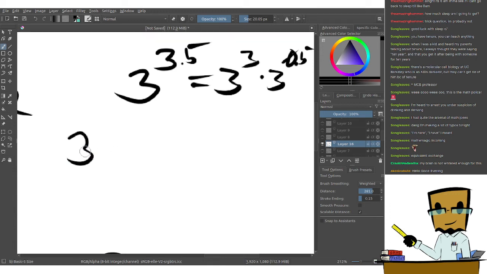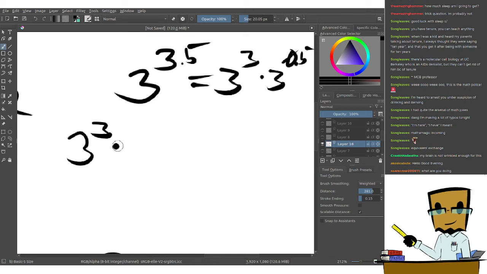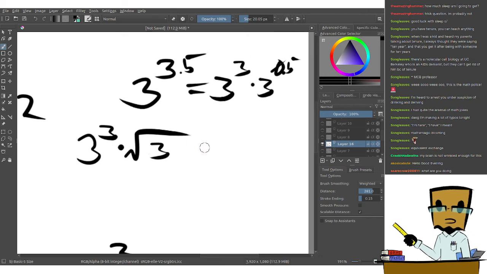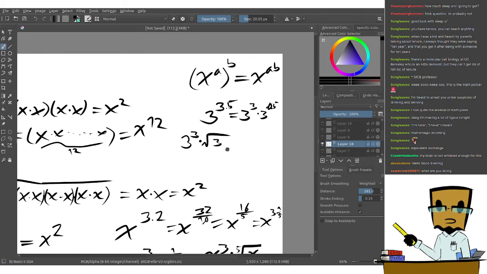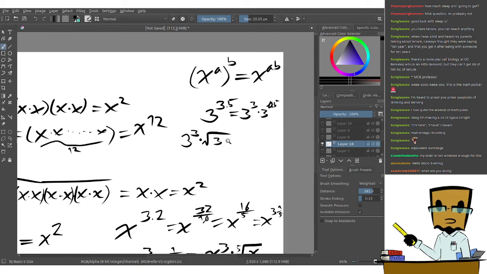So, 3 to the power of 3 times the square root of 3. I'm taking the square root of 3, goddammit. What am I doing? I'm doing mathematics. I'm trying to teach it, although I'm definitely not the best teacher.